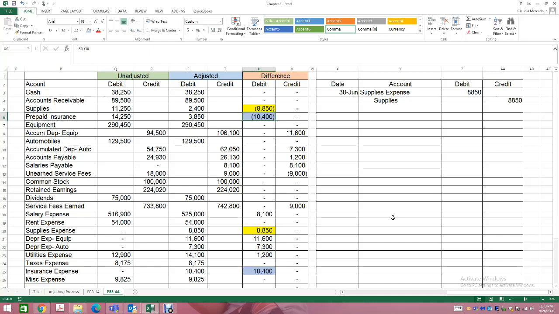So every end of period, I have to record an entry to remember to say, you know what, I need to update my records and I need to record my prepaid insurance. Why? Because this month I've used it, so I need to account for it in my books. Okay, so let me put a little description here.